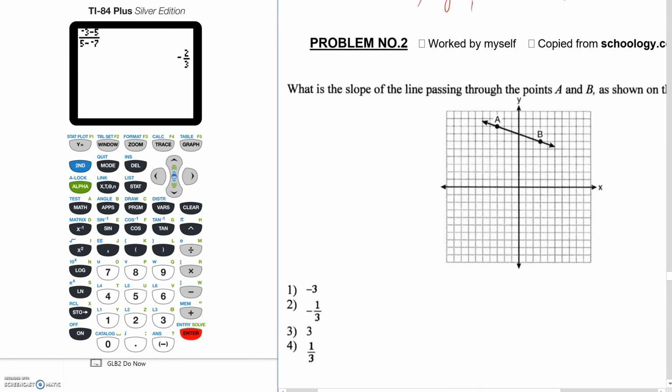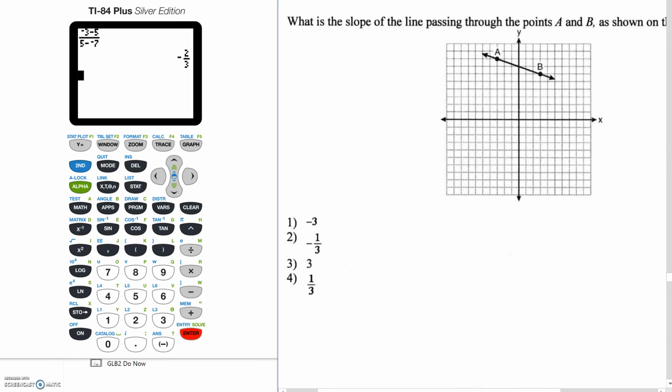Number 2. What's the slope of a line passing through the points A and B as shown on the graph below? In this case, we could get the coordinates of A, the coordinates of B, and use the formula, but there's no need. Slope is also rise over run.